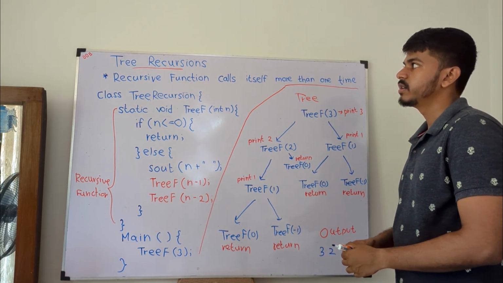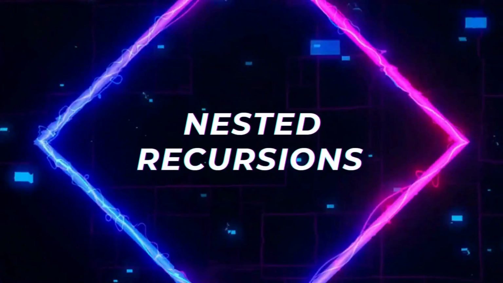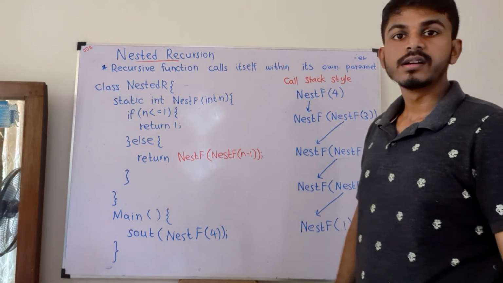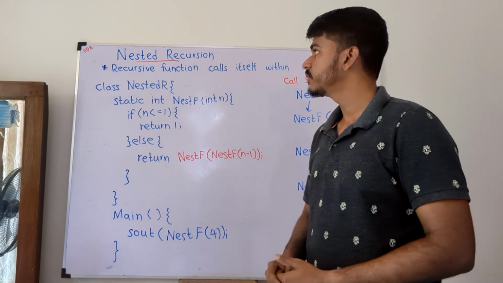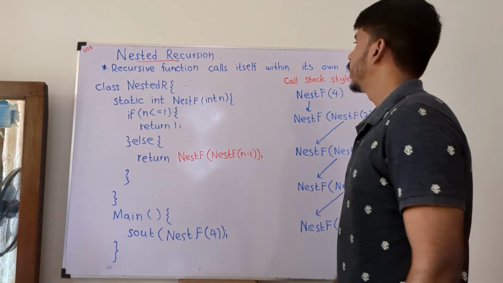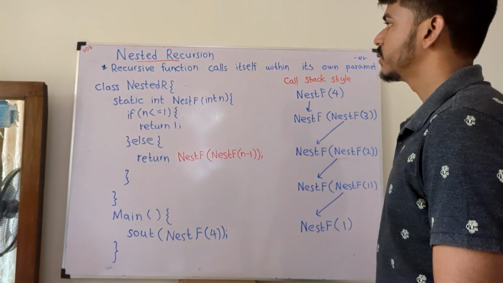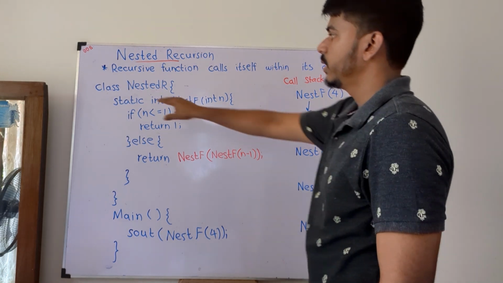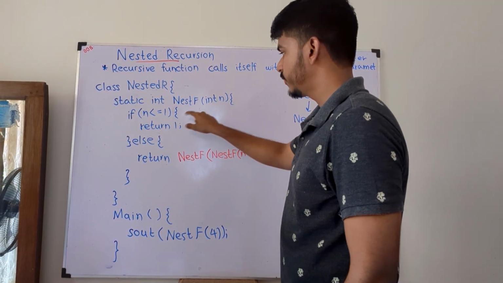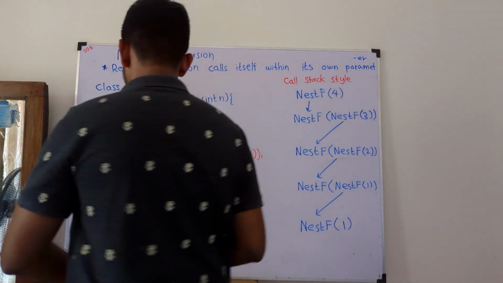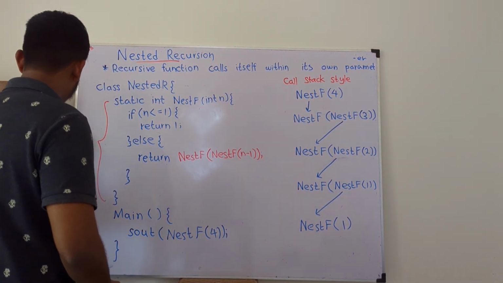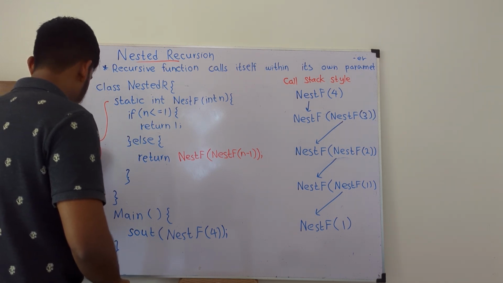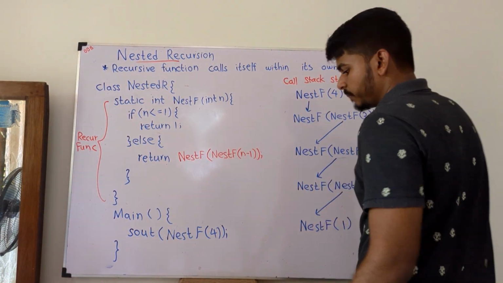So up next is nested recursion. Nested recursion is where a recursive function calls itself within its own parameter. So for that, let's look at this Java code as an example. Here in this function nestF, this is the nested recursion function.